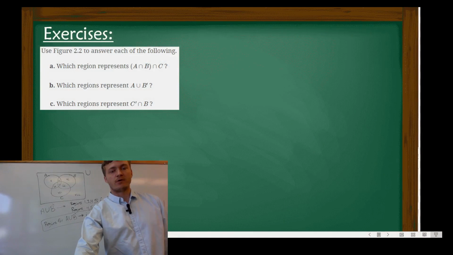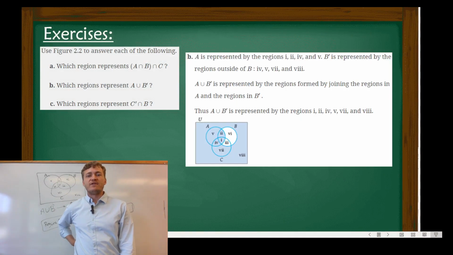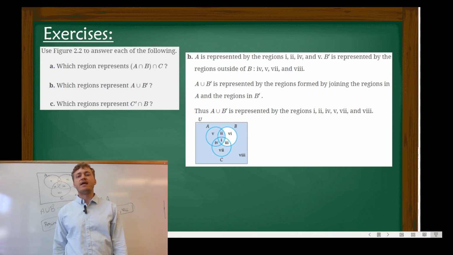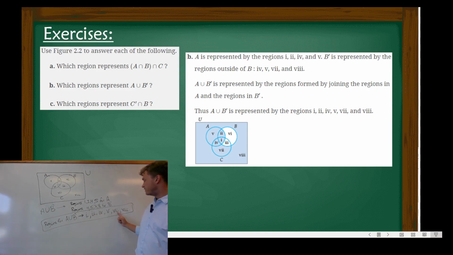Going back to our slides. For part B, note here that we have the shading everywhere except for 3 and 6. That is, A union B complement is represented by regions 1, 2, 4, 5, 7, and 8.